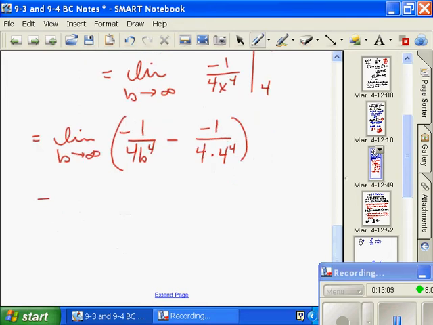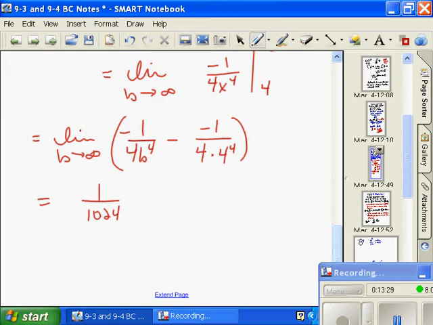So the final value of this, when I plug in infinity, that first one's going to go to 0. So I get a positive 1 over 1024. That is my bounds of my remainder. Okay, so that's going to be my maximum error.